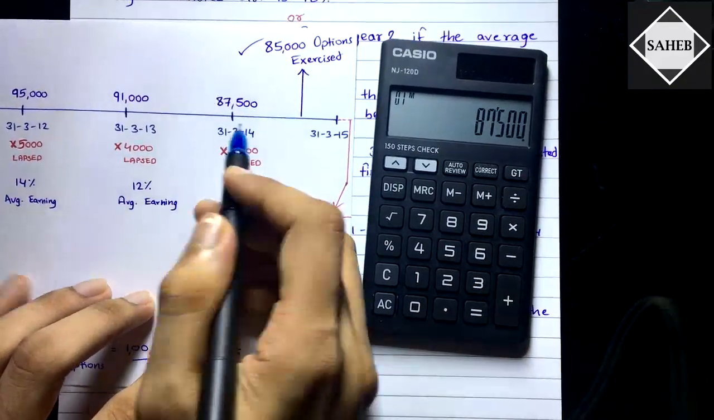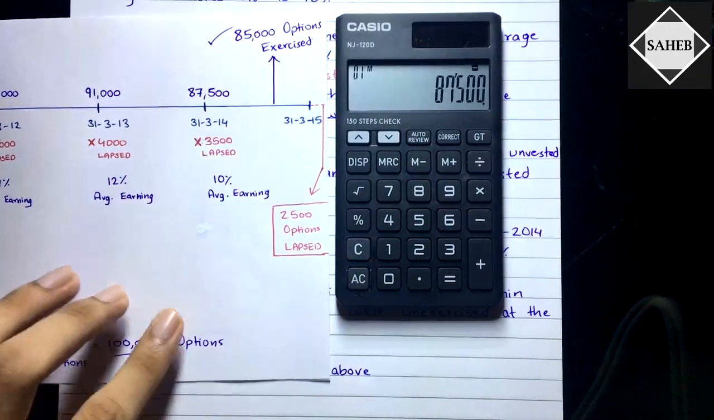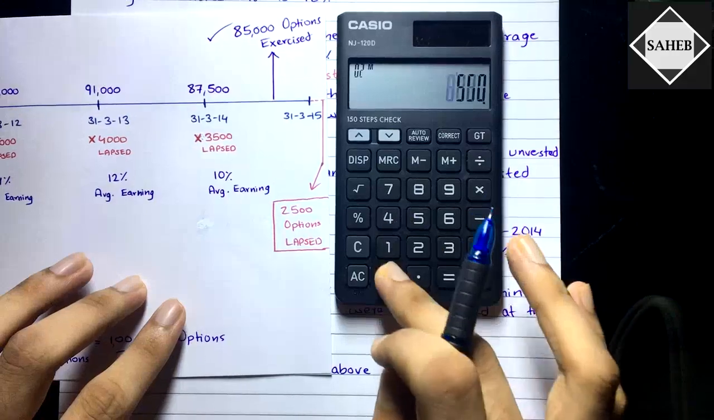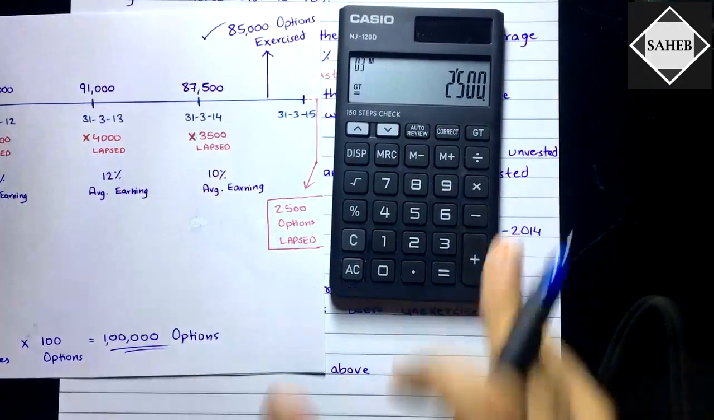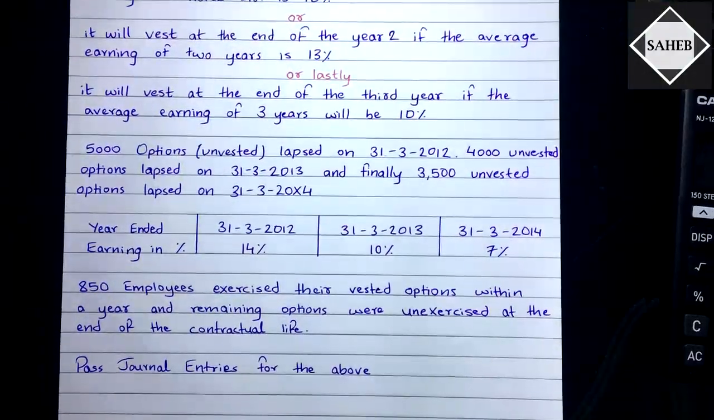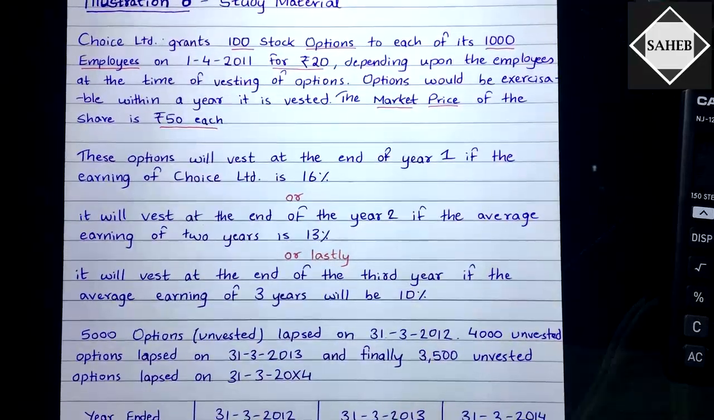87,500 options were remaining at the end of the 3rd year. Then we came to know that 85,000 options were exercised. So if you subtract that 85,000 options, then the remaining options has been lapsed, 2,500. Simple as that. Yeah, so this is what you have to do. So this is the question we just now saw. Yeah, entire thing we know now.